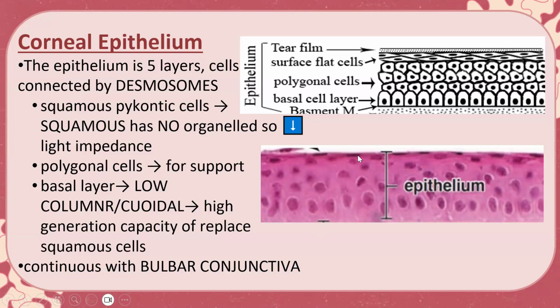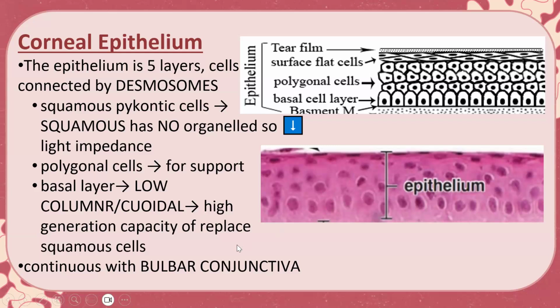Here you have the squamous cell layer, which is a thin layer made out of the pycnotic nuclei, and it is only thin and it is squamous. Then you have the polygonal cells, and you have the basilar cell layer, and the shape of the cells themselves is either a low columnar, like this, or a cuboidal, which is a little bit shorter. So it's either low columnar or cuboidal cells.